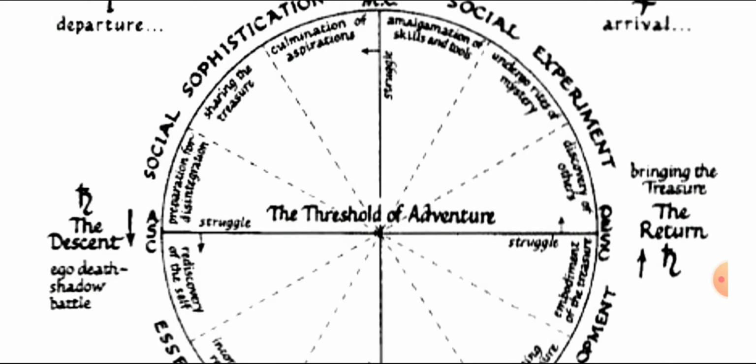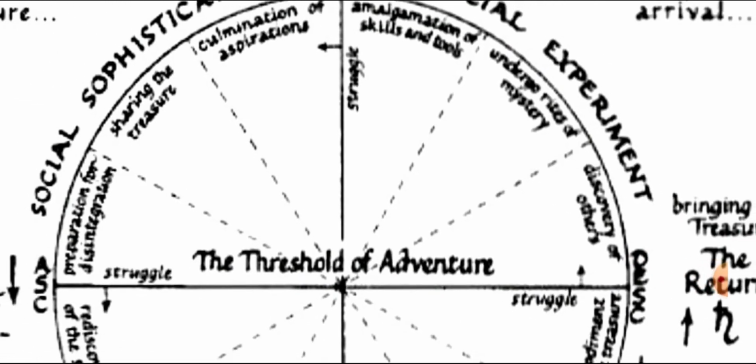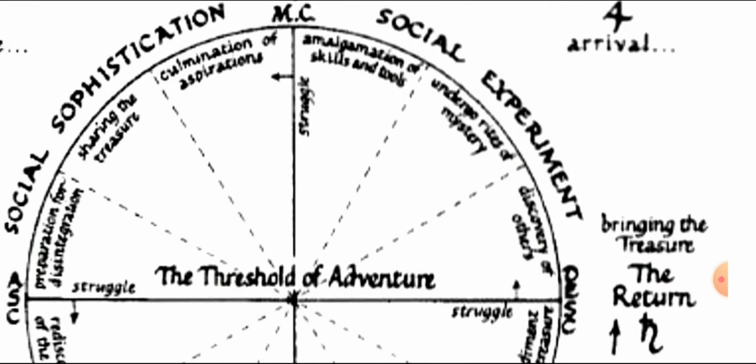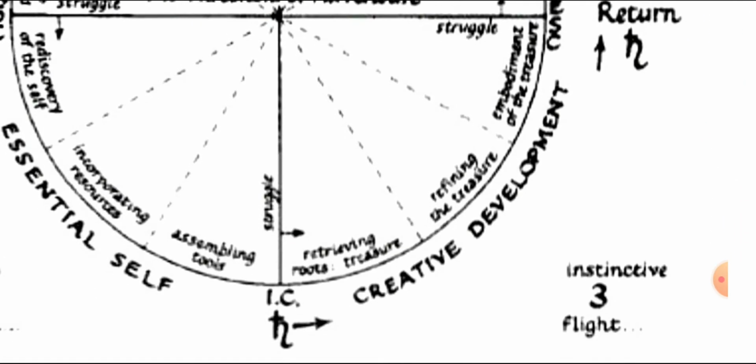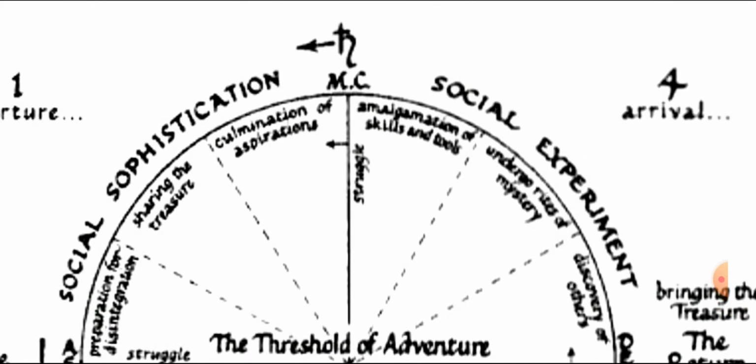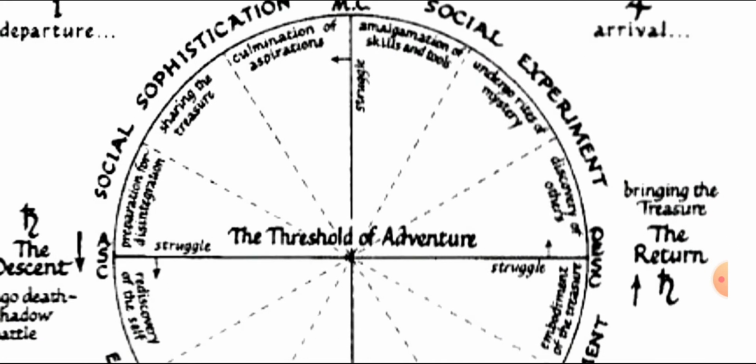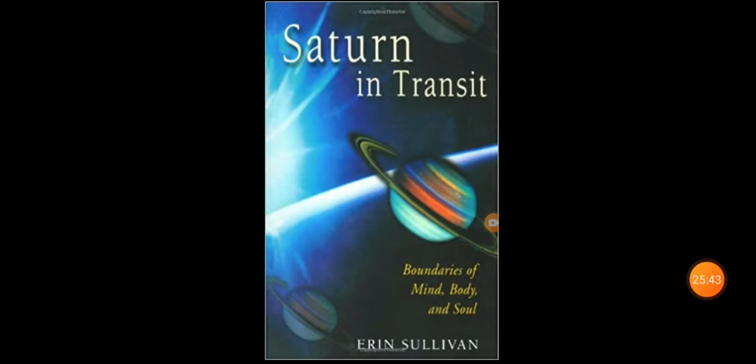Anyway, and then you basically undergo rites of mystery, 8th house, and the amalgamation of the skills. So this is your test through the social experiment, as she calls it here. Creative development, etc. And then you come back to the end, Saturn comes back to the top of your chart again, and there's another call to adventure arriving your way. So I want to talk in a moment about the actual Saturn return and the specifics of what to do about that. But before I do that, I just want to give you this.